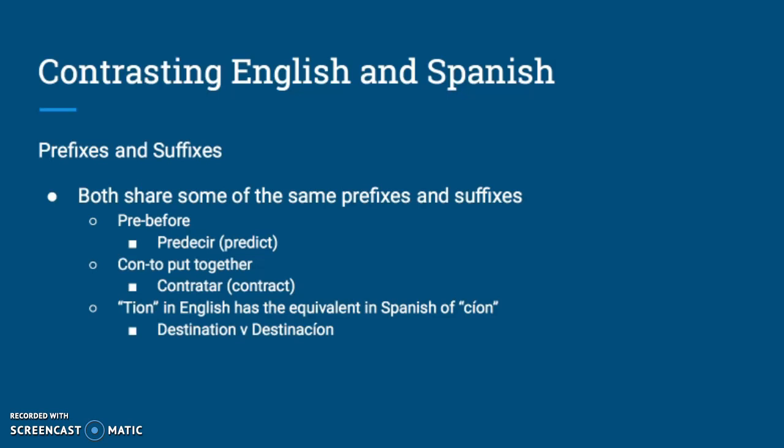I've also included the examples of con, to put together, in the word contratar, which means contract, and shun, which in English has the equivalent in Spanish of xion. So destination versus destinación.